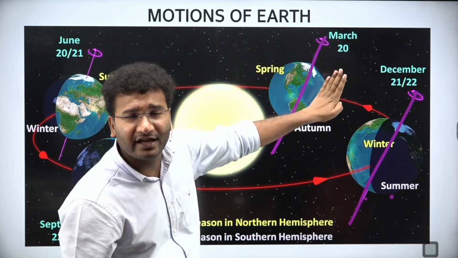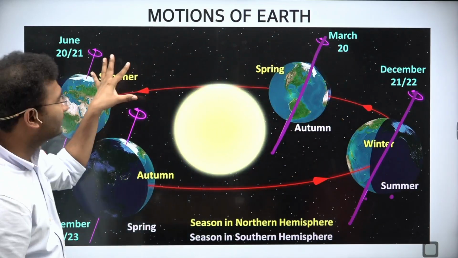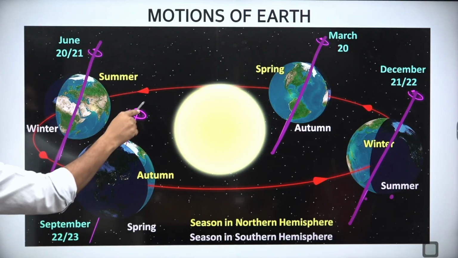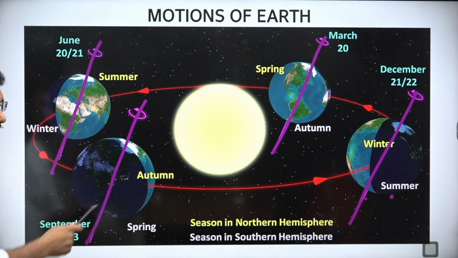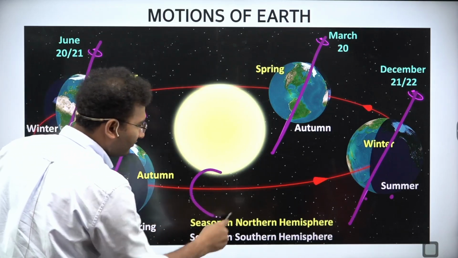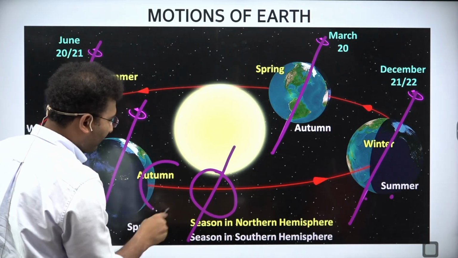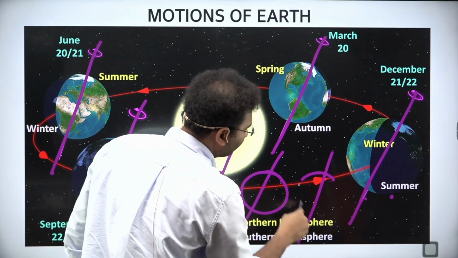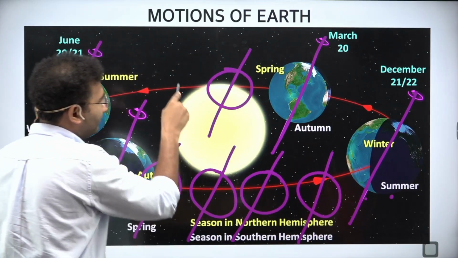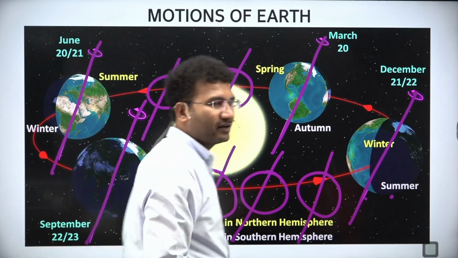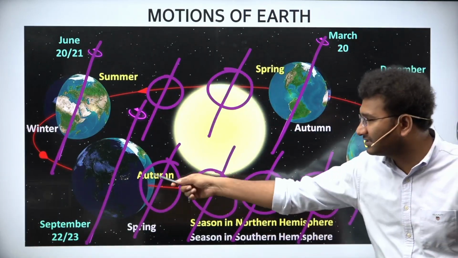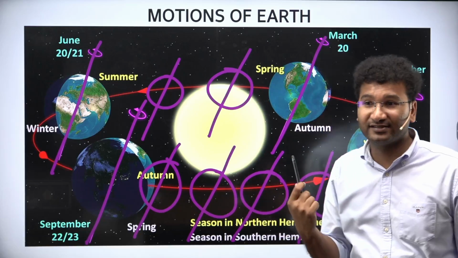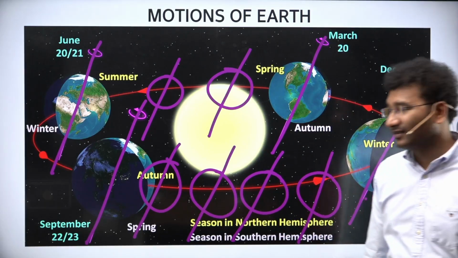Now let me take this earth to the month of September or to the month of June. Now this line and this line, wherever you go, the earth will always have its axis parallel to the previous position. Okay? This is something which the examiner can ask you. The earth's axis is parallel to its previous position. The examiner can ask you this, right?